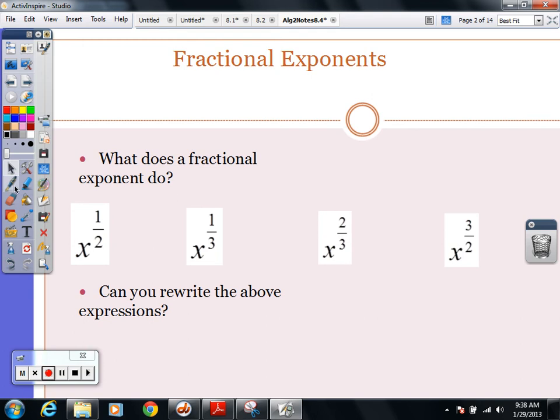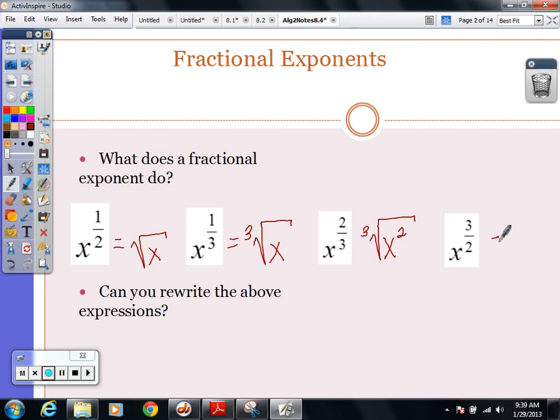If you remember, the top is the exponent and the bottom is the root. So x to the 1/2 we can rewrite as the square root of x. x to the 1/3 we can rewrite as the cube root of x. x to the 2/3 we can rewrite as the cube root of x squared, because the top is the exponent, the bottom is the root. And likewise, we can rewrite x to the 3/2 as the square root of x to the 3rd. This should be all review. This is what we did last chapter.